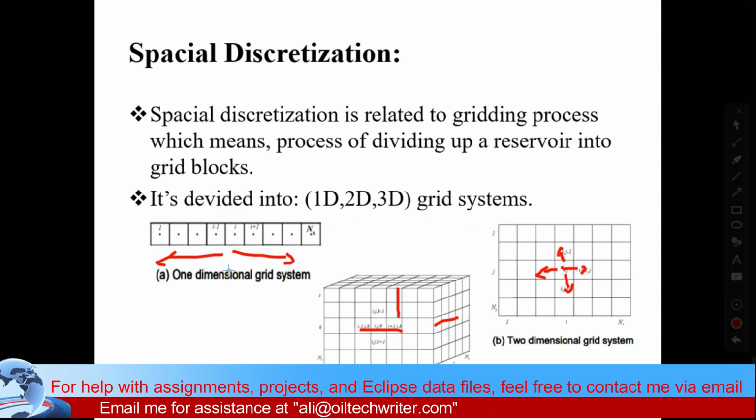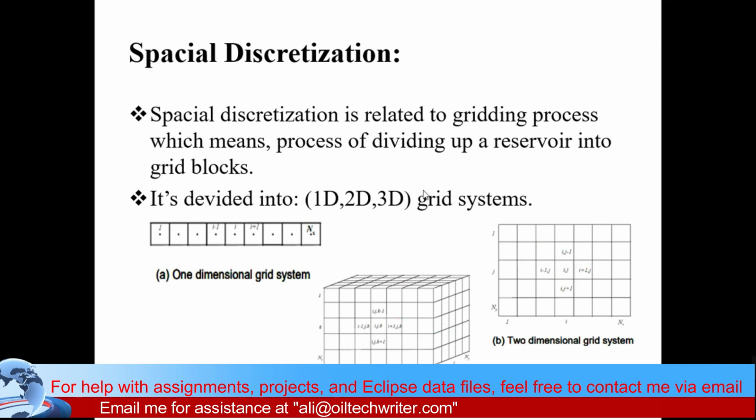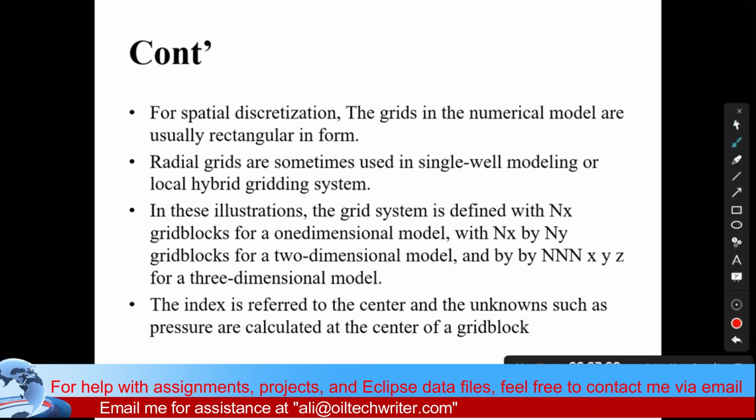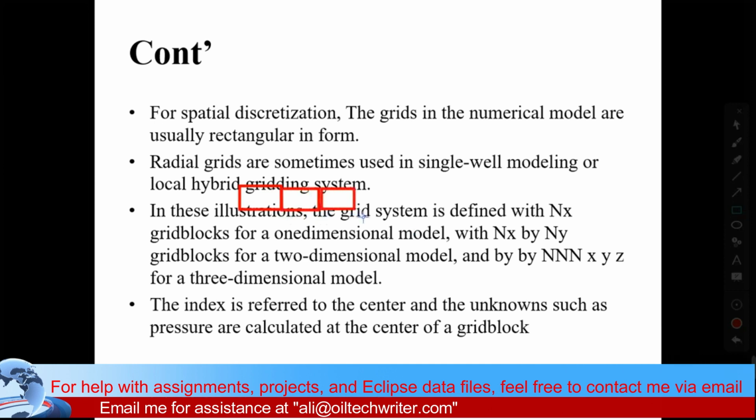So this is the one-dimensional, this is the two-dimensional, and this is the three-dimensional grid blocks that we have here. Whatever grid size we use, usually we use the rectangular form, and sometimes they are regular in size, sometimes they are not regular. It could depend on the saturation and properties and so on.